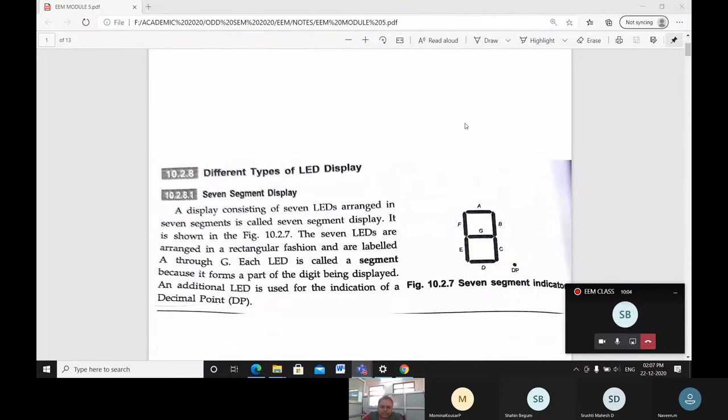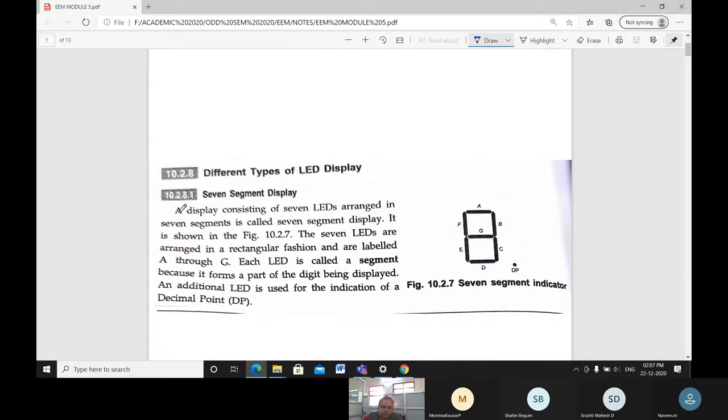The different types of LED displays. Here it's going to be a 7-segment display. The 7-segment display consists of 7 LEDs, A, B, C, D up to F, G. The 7 LEDs are going to be connected in the form shown in the figure.